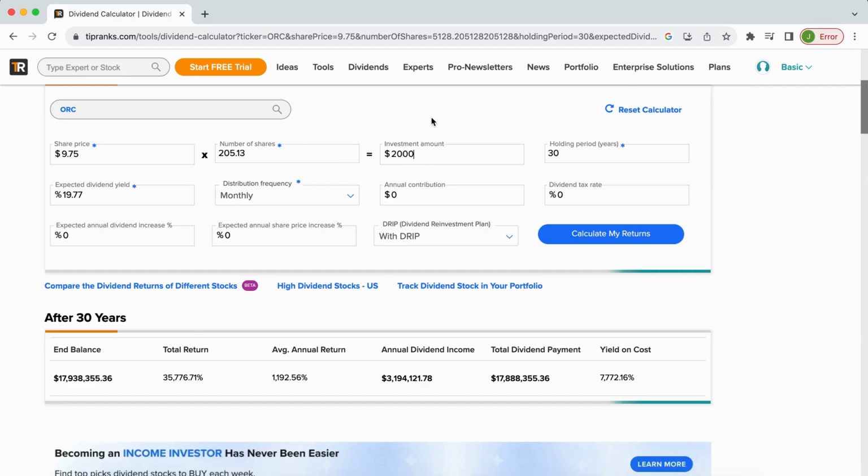So for those that have, say, a $2,000 investment amount, they can hold on to it for a long-term period of 30 years at the current expected dividend yield, and this is for Orchid Capital, of 19.77 with DRIP enabled and not adjusted for taxes. A $2,000 initial investment without anything else added annually for contributions or monthly for contributions, it's going to yield you close to $1 million. It's going to be around $717,000.